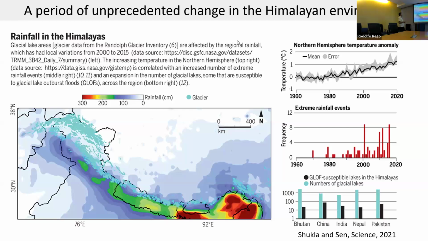If you look at the temperature, there is almost a 1 degree rise over the last 50 years. The number of extreme rainfall events has also gone up. When I say extreme rainfall event, it means a huge volume of rainfall over a very short duration, which creates a lot of hydrological disasters, including flash floods and so on.